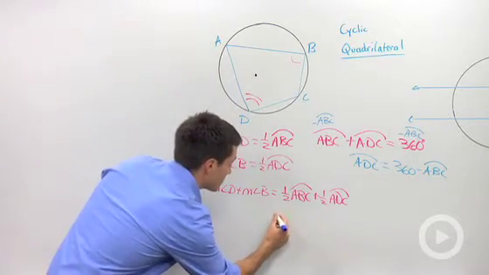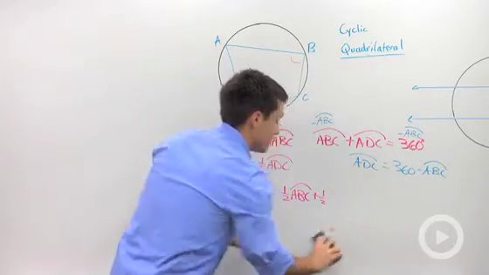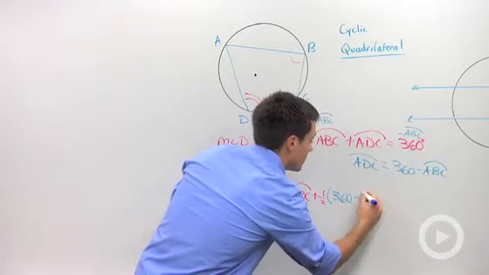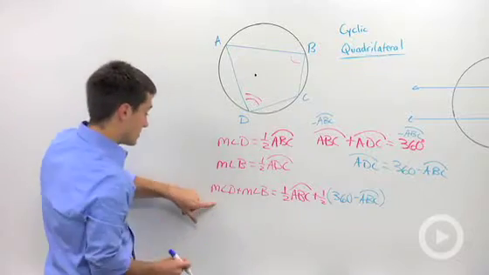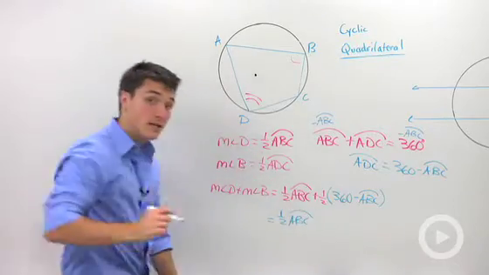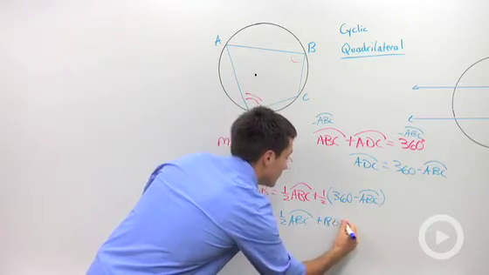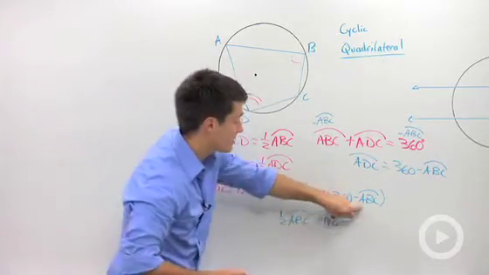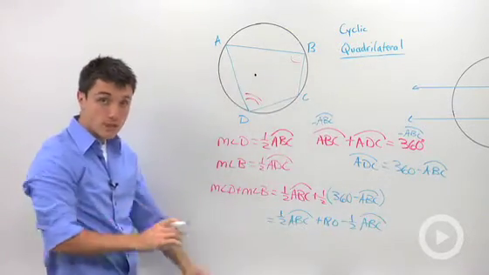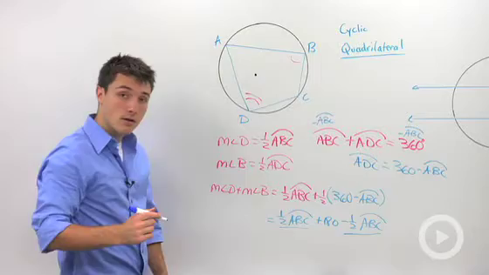So instead of writing ADC, I'm going to write 360 minus arc ABC. So this is equal to 1/2. And actually, I'm going to erase ADC and write parentheses 360 minus arc ABC. So we still have D plus B is equal to 1/2 arc ABC. And distributing this 1/2, half of 360 is 180, minus, because we have a positive 1/2 times a negative, minus 1/2 arc ABC.